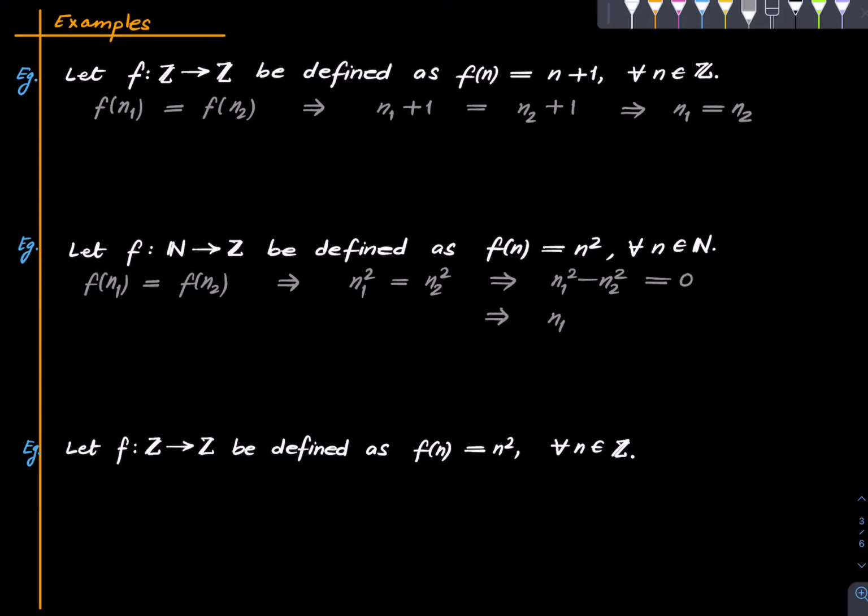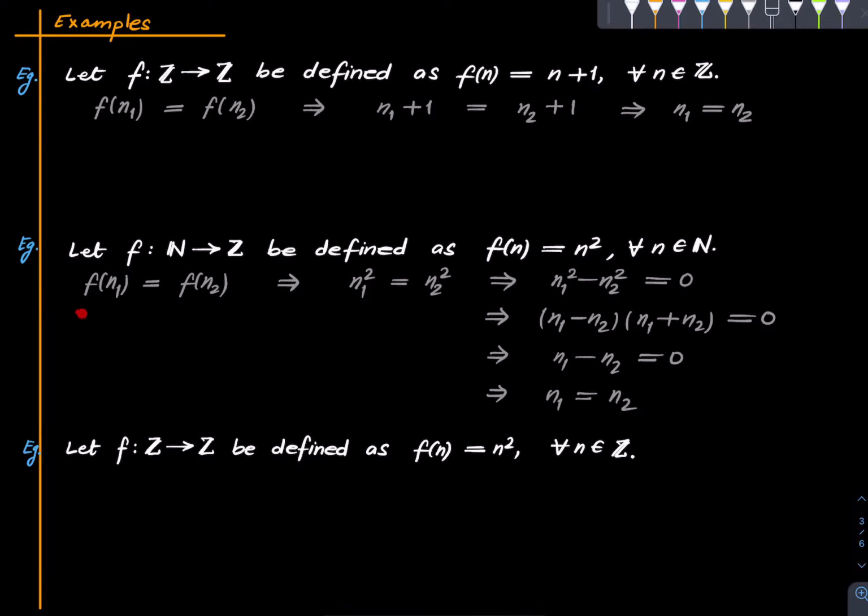Therefore, (n1 minus n2) times (n1 plus n2) is 0. But since n1 and n2 are natural numbers, n1 plus n2 cannot be 0. This is at least 2, in fact, and therefore the other factor must be 0. So this means n1 minus n2 must be 0, and hence n1 equals n2.